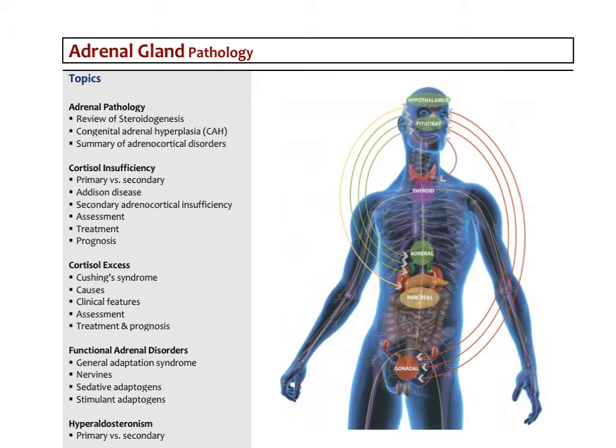In this first part of the series, I'm going to focus on just doing a quick review of steroidogenesis in the adrenals, talk a bit about congenital adrenal hyperplasias, and then we'll look at a summary of adrenal cortical disorders, and then in the subsequent videos we'll look at adrenal insufficiency, excess, and then talk a bit about what we might call functional adrenal disorders, which aren't as talked about in the more conventional sense of endocrinology.